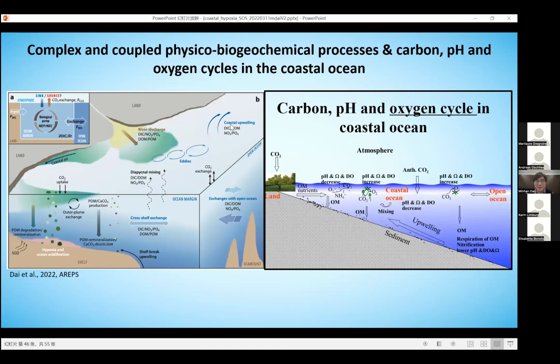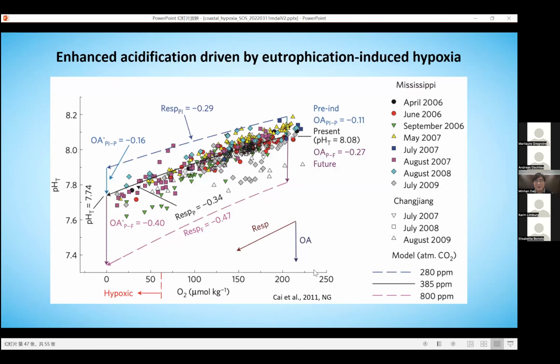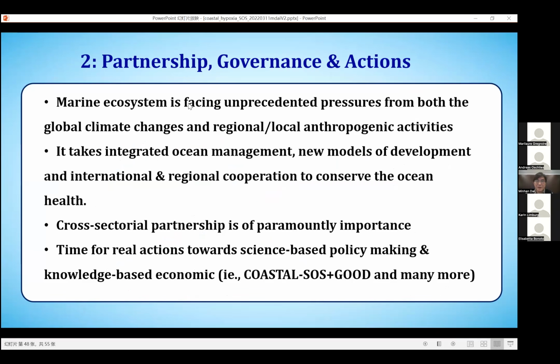So just to give you a couple of examples of how these couple the physical, biogeochemical, and the carbon, pH, oxygen here. I just try to demonstrate this complexity and the coupling of those systems. One example we have been talking about is that enhanced eutrophication not only causes hypoxia, but also enhances ocean acidification. So these are quite interactive processes.